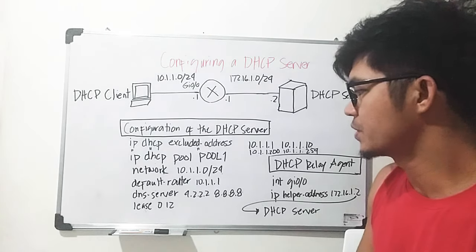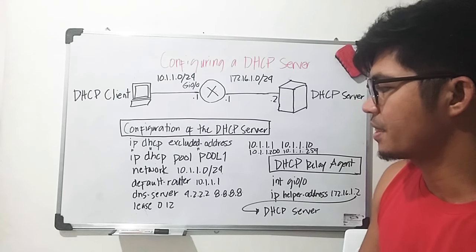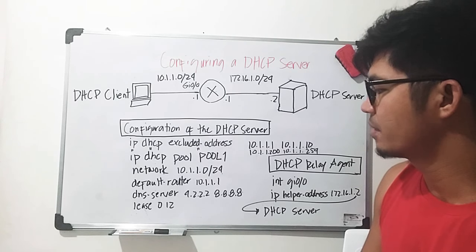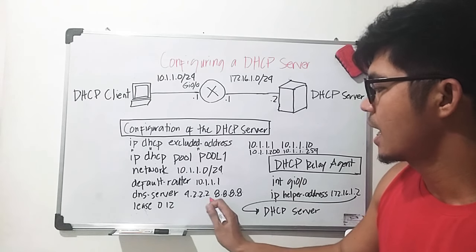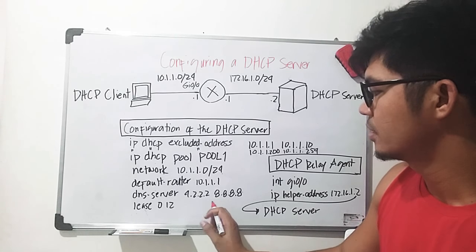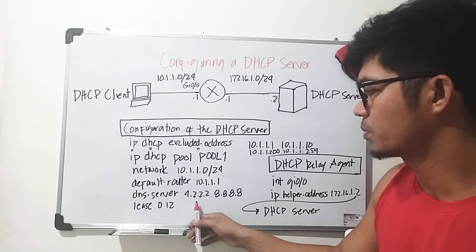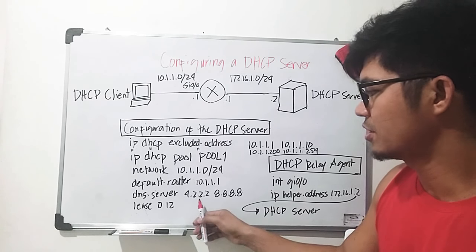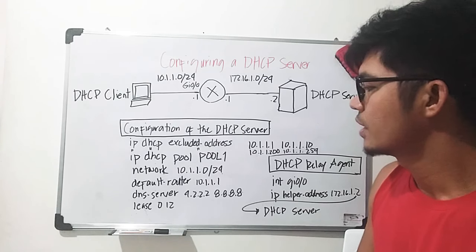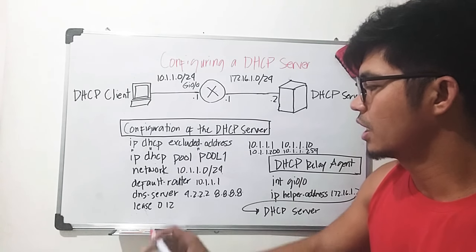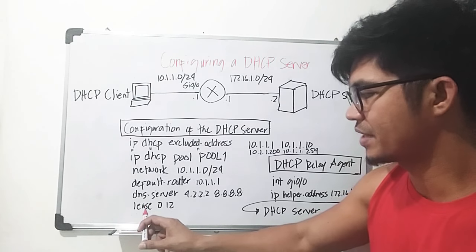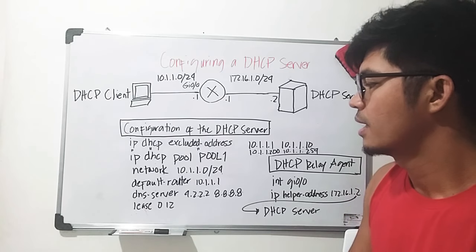And of course, we need to specify some DNS servers. In this case, I'm using these IP addresses. This is a Google DNS server, and this is a public DNS server. And of course, you can also specify the lease time.